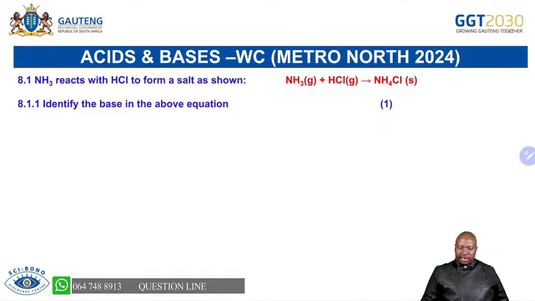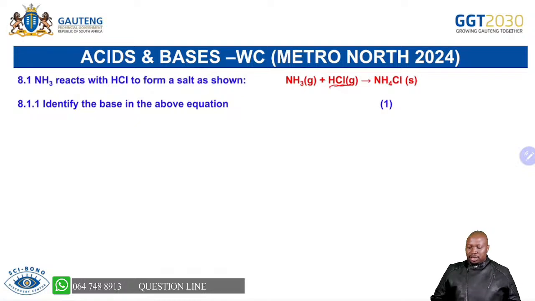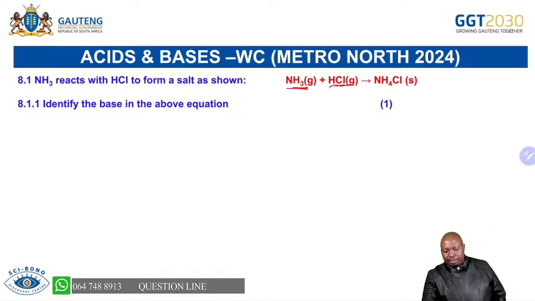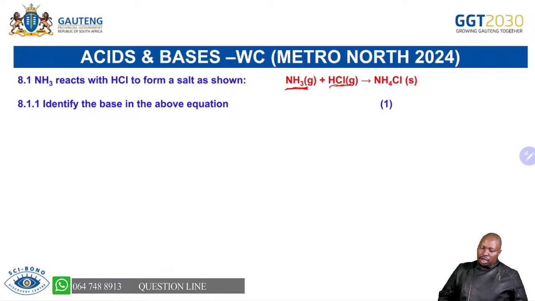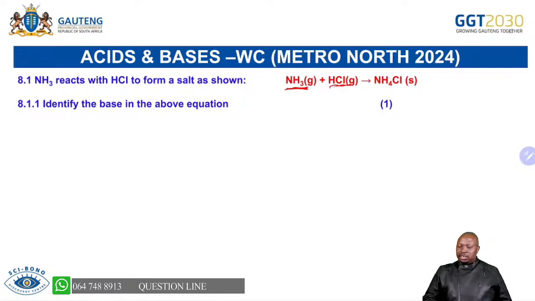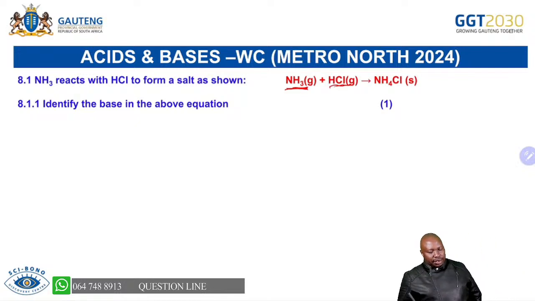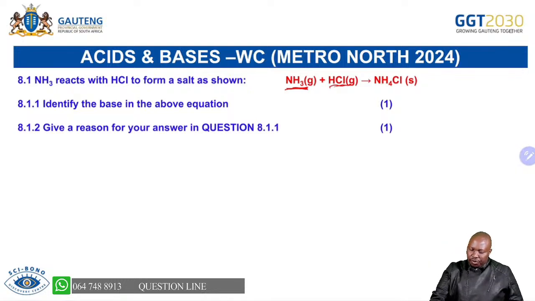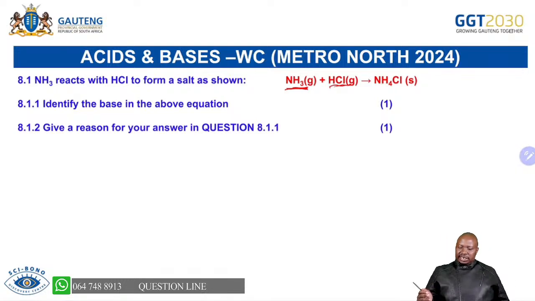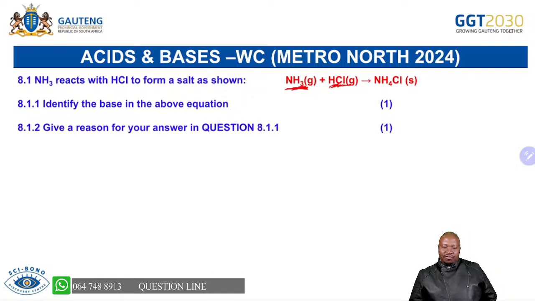Identify the base. Remember, HCl we know is a common strong acid, and ammonia we said is a common weak base. So you're able to say the base is ammonia in the above equation. You can say NH3, or you can say ammonia. Give a reason for your answer. Remember what a base does. It's a proton acceptor. It will accept a proton from an acid, because an acid is a proton donor. This one is a proton acceptor, meaning that it will accept a proton from HCl to form NH4 there.